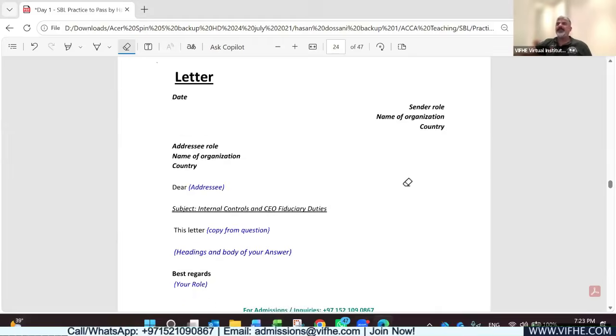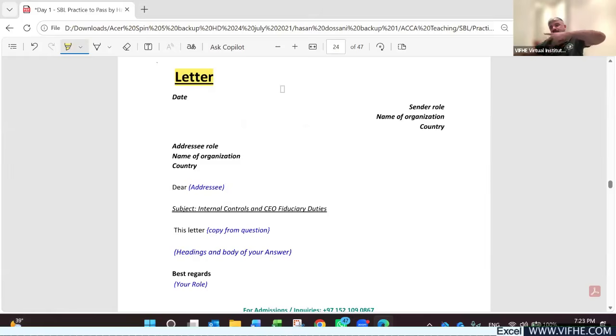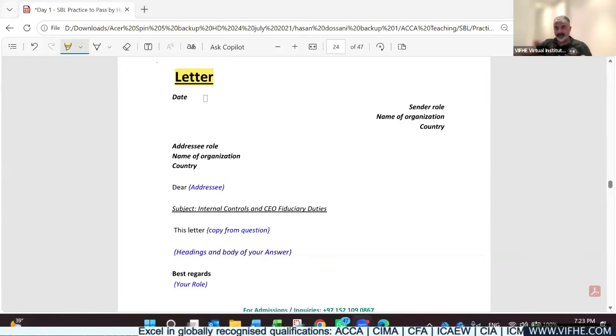All right, let's move on. Now, very rarely the examiner asks for a letter format. I think only 2 times in the history of SBL in the last 3 or 4 years, only 2 times a letter has been asked, that is, draft a letter. The chances are less, but still you should be familiar with the letter format.